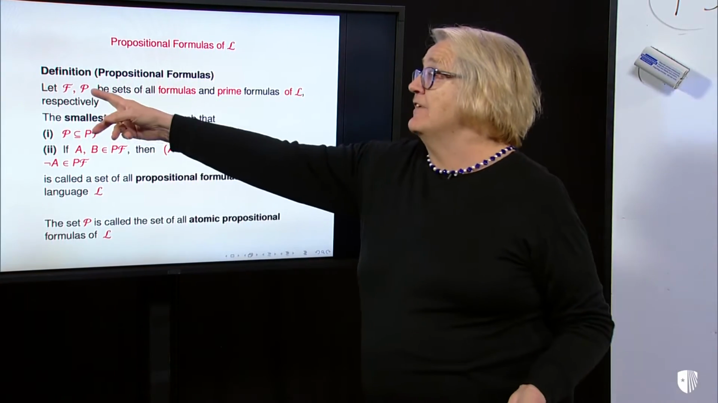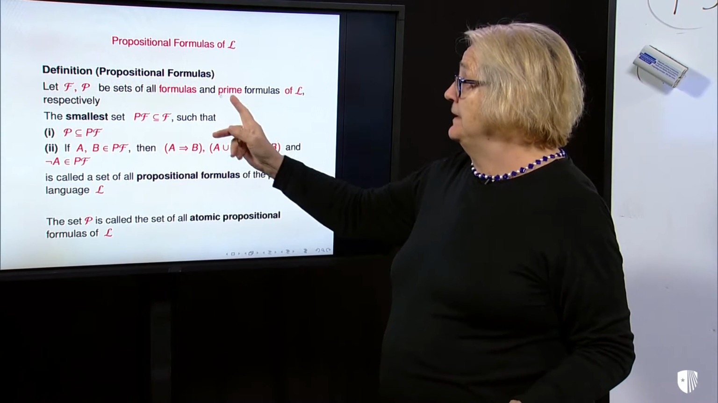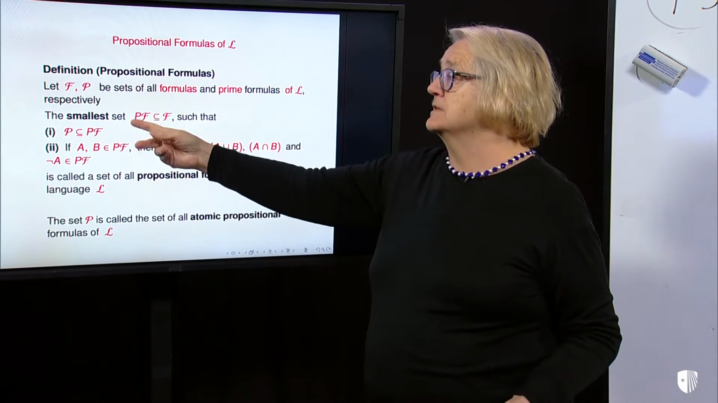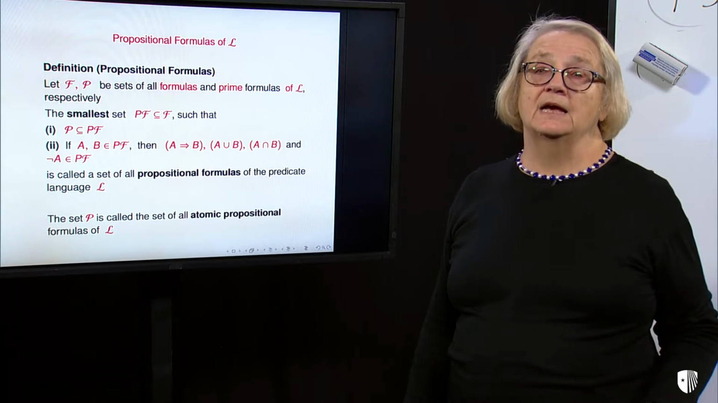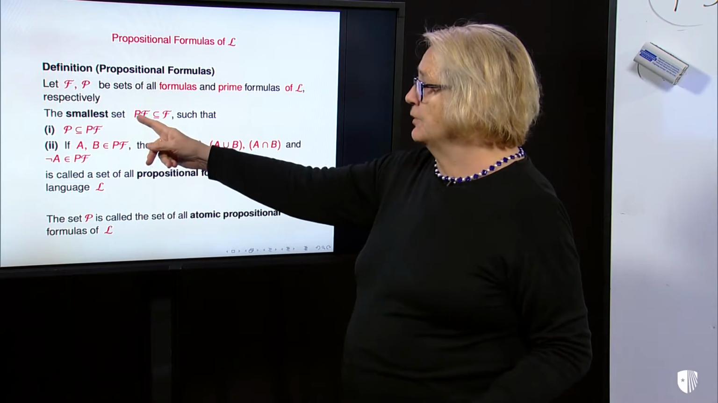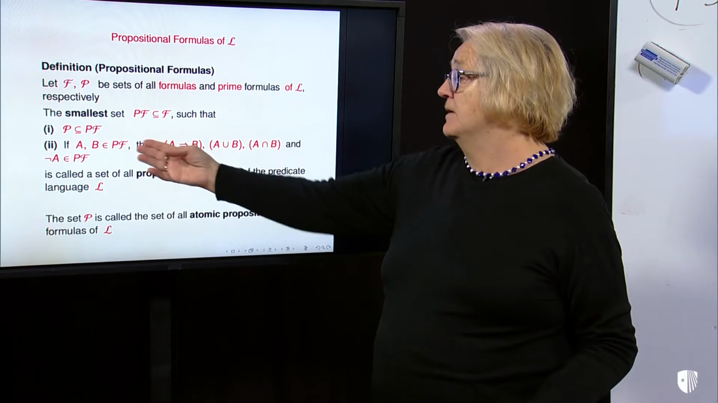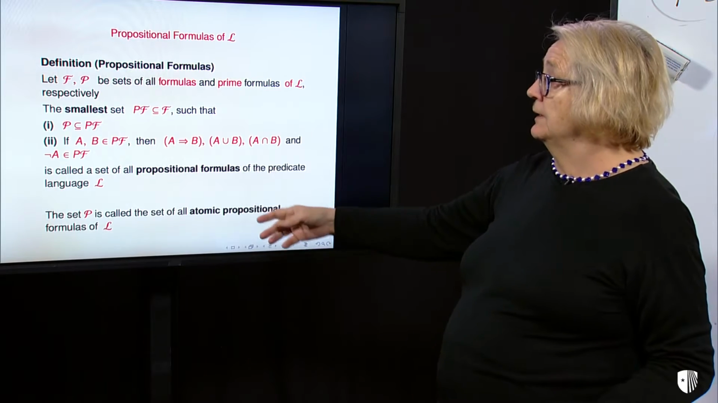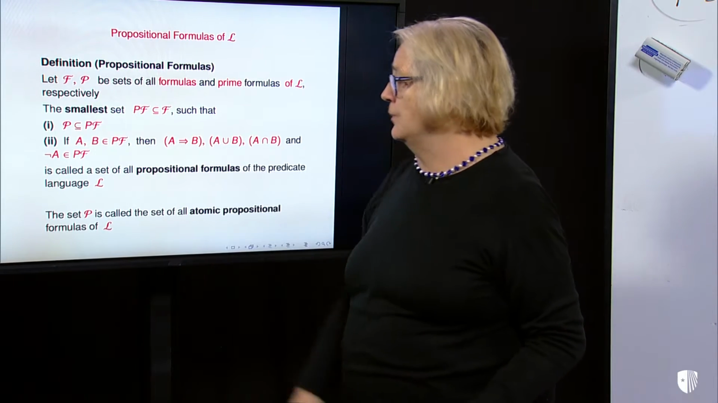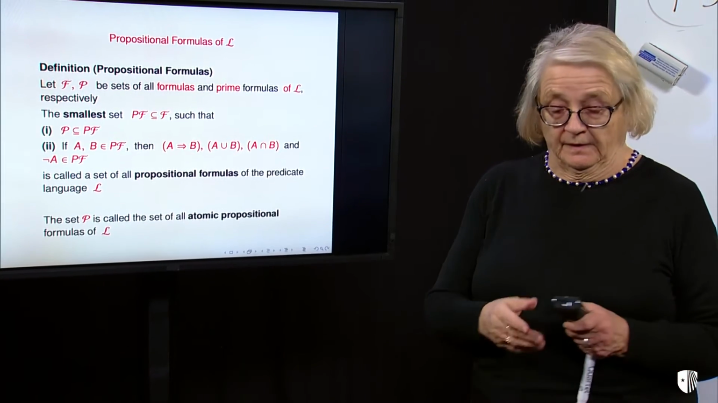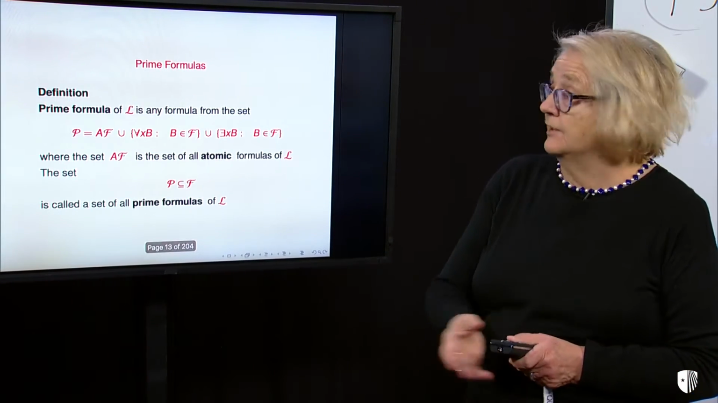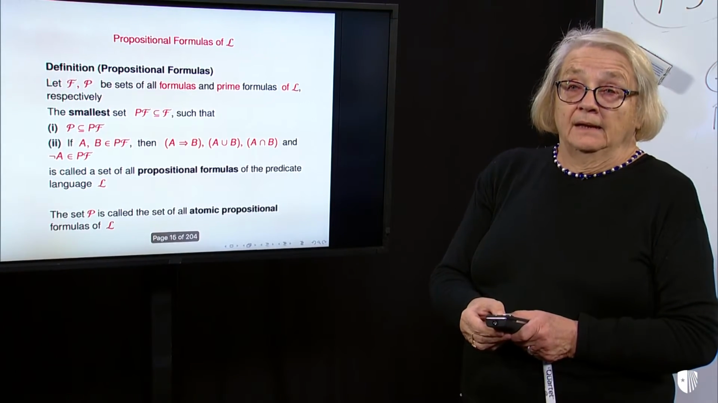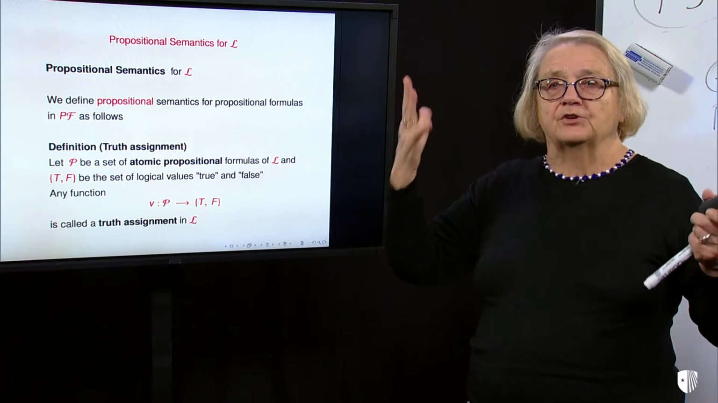It means if F and P are sets of formulas and P are the prime formulas, then PF is the smallest set such that the prime formulas are propositional formulas, and then you use the normal connectives: A, B, A implies B, etc. And these P are called atomic propositional formulas. Just to remind you, P is that set, so I explained to you what P is, and P stands for propositional.